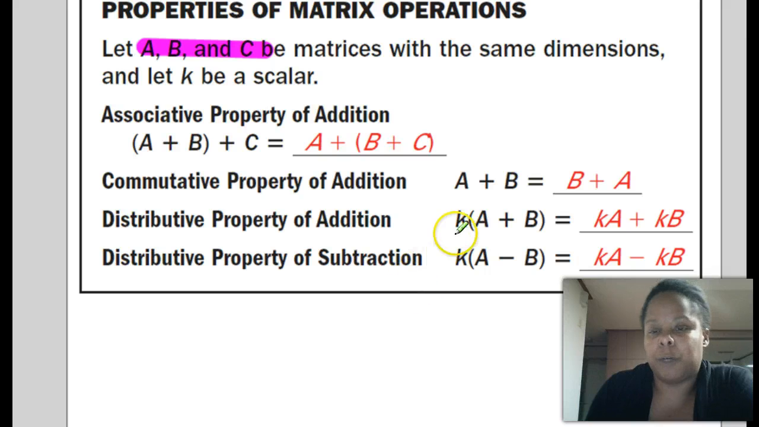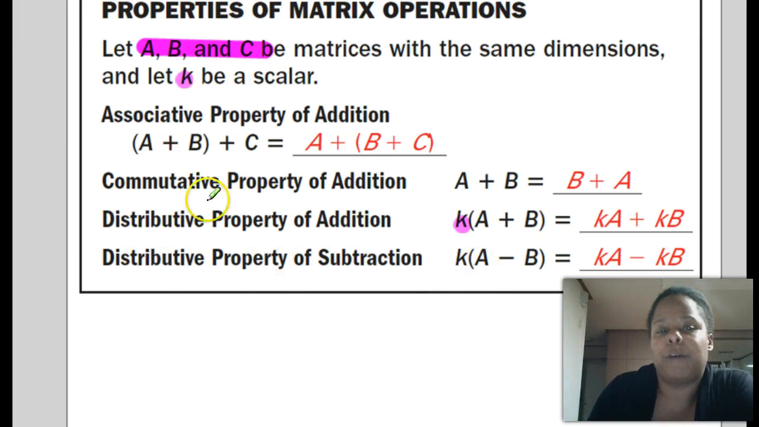Scalar multiplication works the same way as vector distribution. K times A plus K times B is the same thing as K times the quantity A plus B. In this case, again, K is the scalar. And it works also for the distributive property as well.